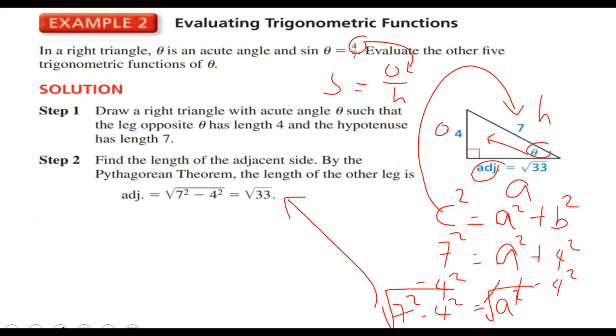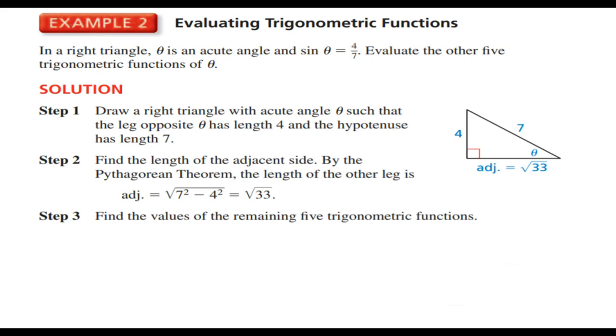So 7 squared is 49. 4 squared is 16. So 49 minus 16 is 33. So your adjacent now will be the square root of 33. Now moving on. Let me just erase our solution part.